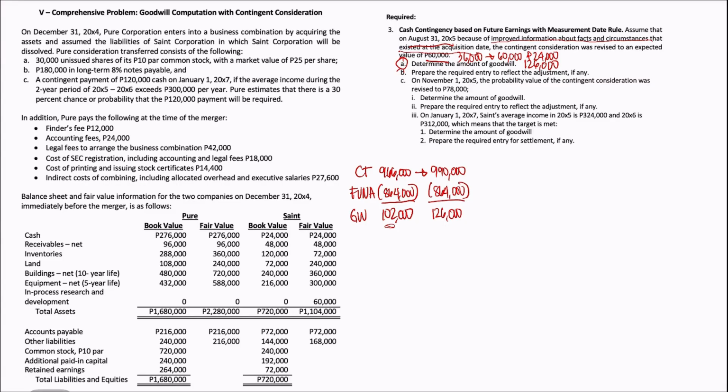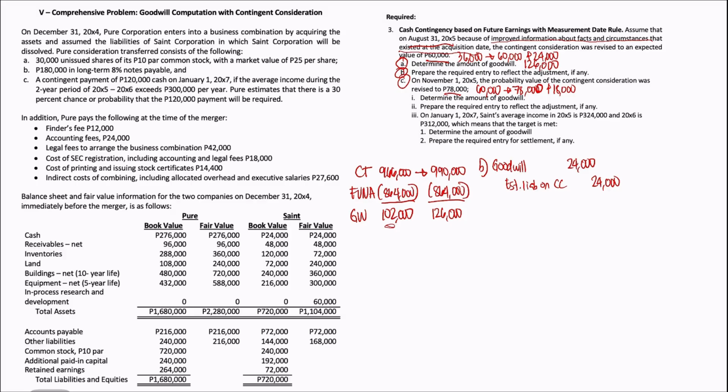Letter B requires us to prepare the journal entry to reflect the adjustment. The journal entry is debit goodwill to increase goodwill and credit estimated liability on contingent consideration to increase the contingent consideration by $24,000. Let's proceed to letter C. On November 1, 20x5, the probability value of the contingent consideration was $78,000. So from $60,000, it's now $78,000. That's an increase of $18,000.